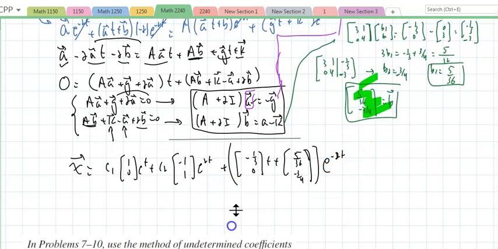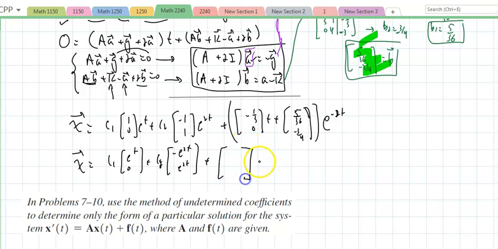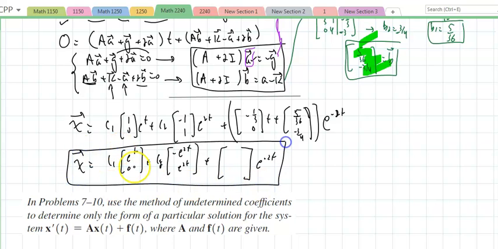I am going to take it a step further. The author likes to write those as C1 e to the t times 1, 0 plus C2 times negative 1, 1 e to the 2t plus, and they combine those. Just like back in chapter 3, we wrote C1, C2, but for the particular we always found those. It'll say negative t over 3 plus 5 over 36 and negative 3/4. You don't have to. This is fine.